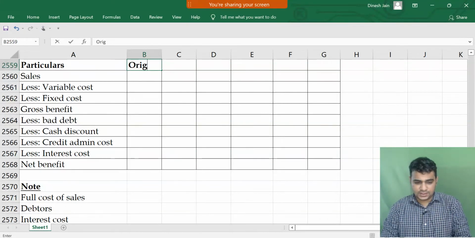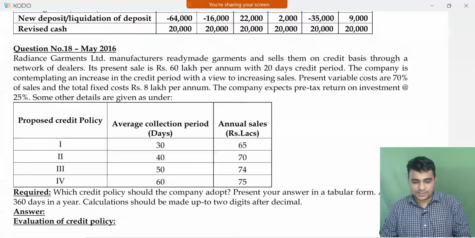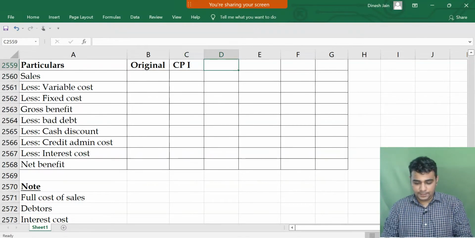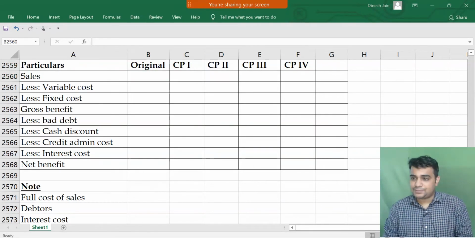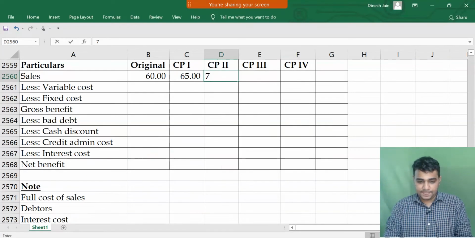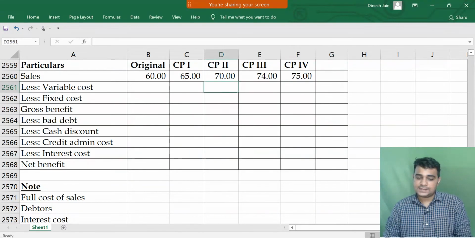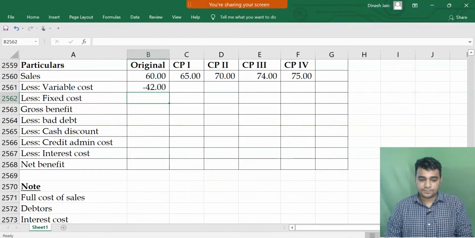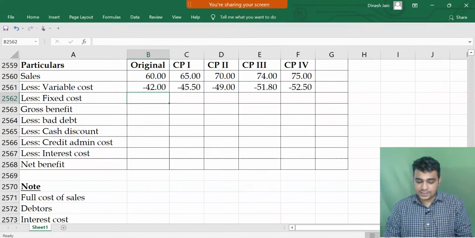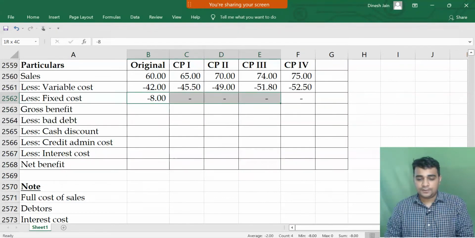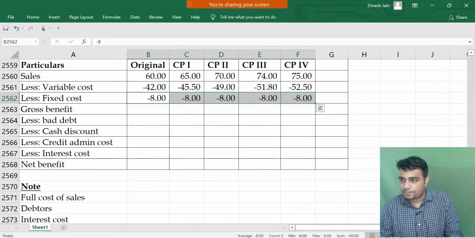Okay, there's an original scenario and they have given some rework scenarios: credit policy 1, credit policy 2, 3, 4. Let's capture the data given in the question. Sales is 60 lakh, it can go up to 65, 70, 74, 75. Variable cost is 70% of sales. Sorry, fixed cost is 8 lakh. It will remain the same whether sales go up or come down.